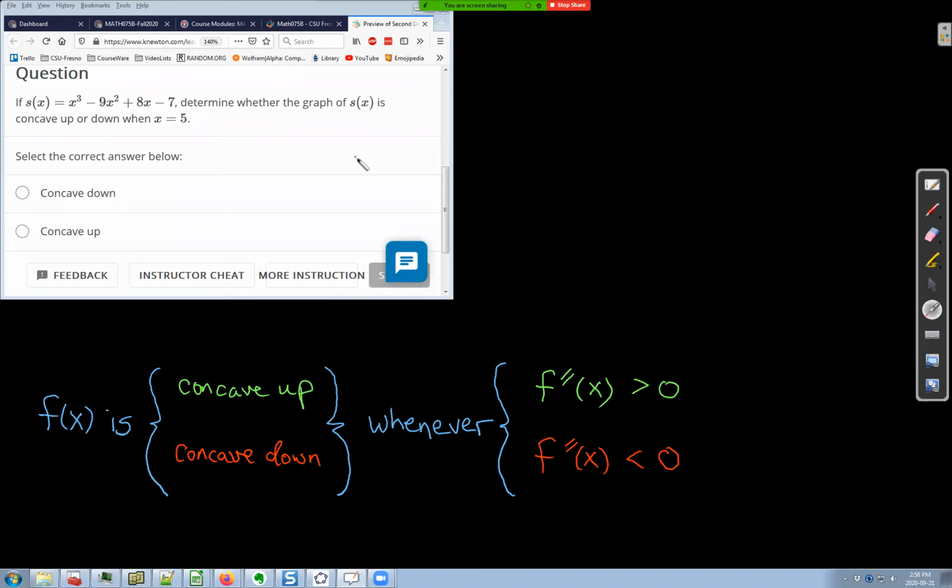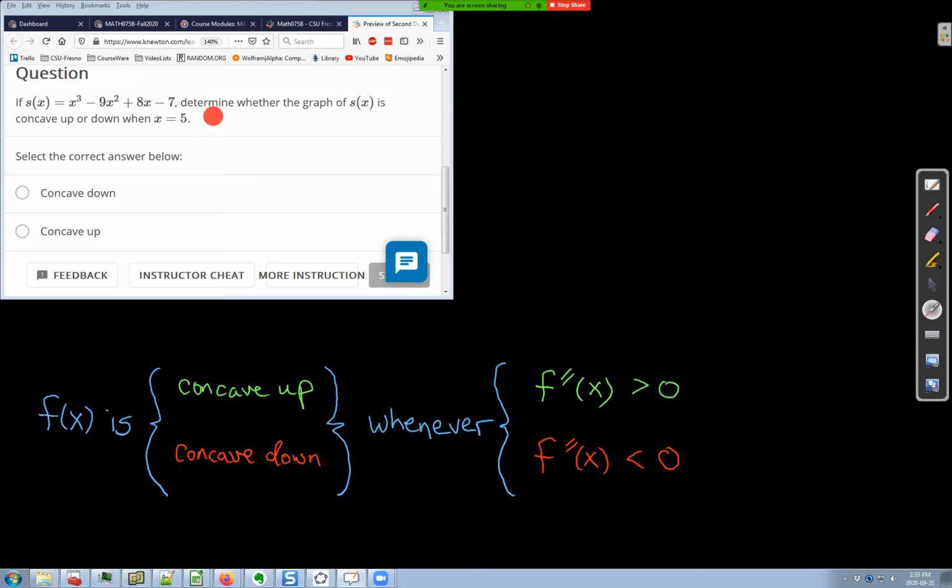This is a problem about concavity. We've got a function, s of x equals x cubed minus 9x squared plus 8x minus 7, and we want to know if the graph of this function is concave up or concave down when x is equal to 5. This is a relatively complicated function. Off the top of my head, I don't have much of an idea of what the graph of this function looks like.